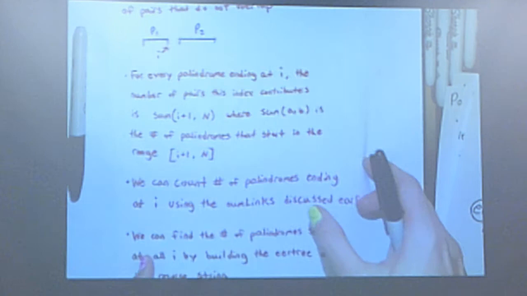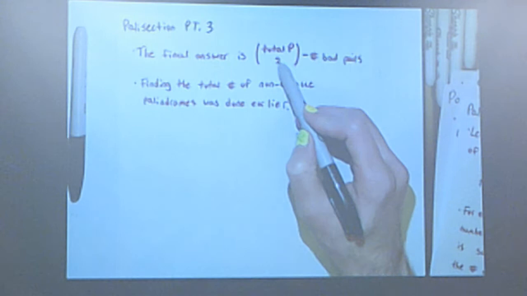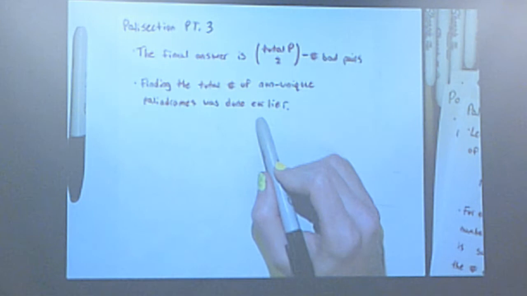Since we counted the number of pairs that don't work, our final answer is the total number of palindromes choose 2, minus the number of bad pairs. As I discussed earlier, we know how to keep track of the total number of palindromes because for each index we add how many palindromes ended there.